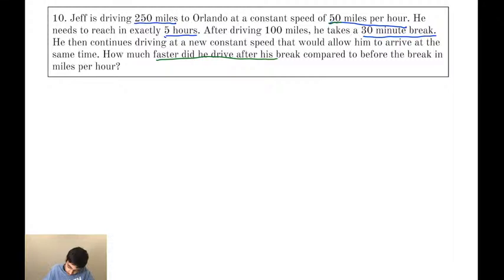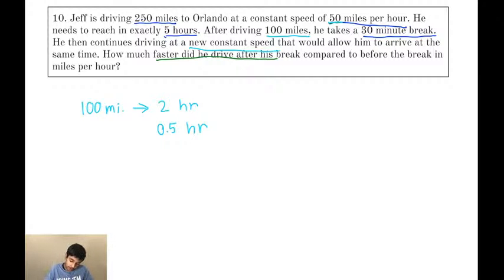So he drives 100 miles, and he's driving at 50 miles an hour, so he's going to take 2 hours to travel 100 miles. But then he takes a 30-minute break, or let's say a 0.5 hour break. Now he drives at a new constant speed that allows him to arrive at the same time, which means reaching the destination in 5 hours from when he started.